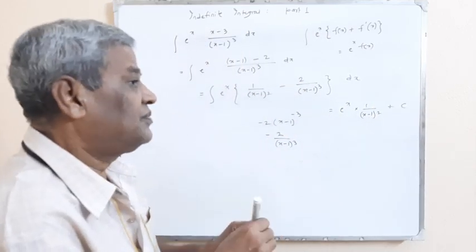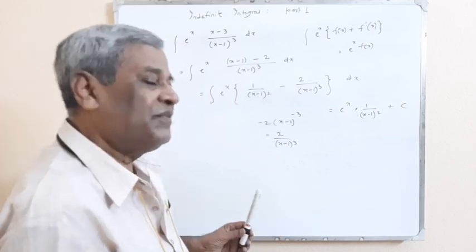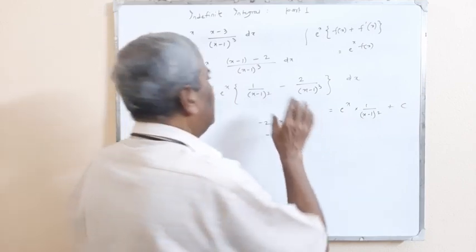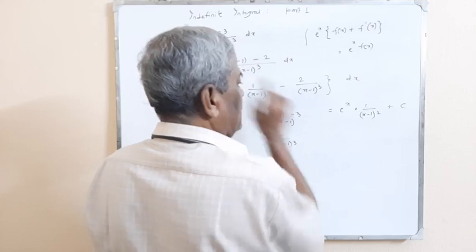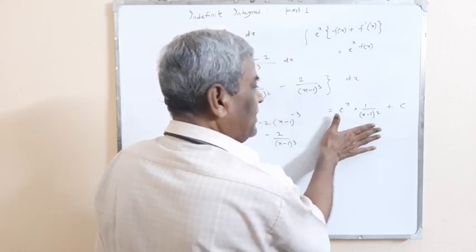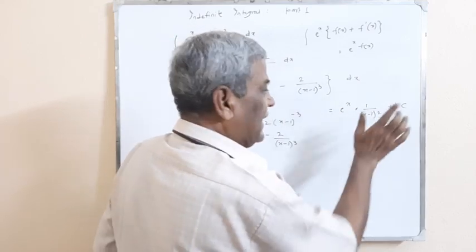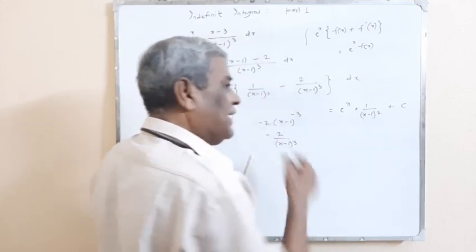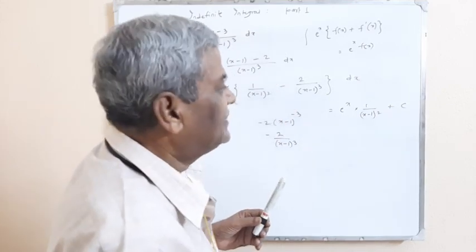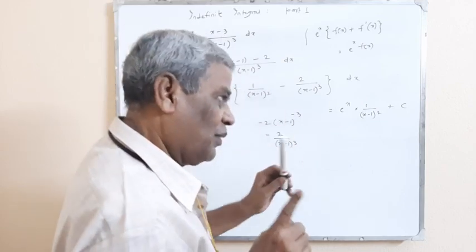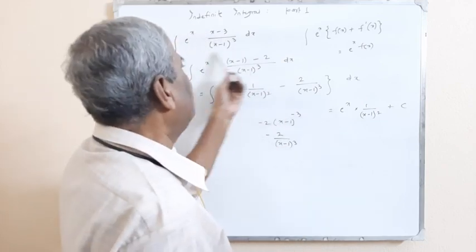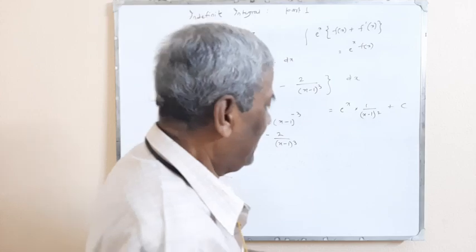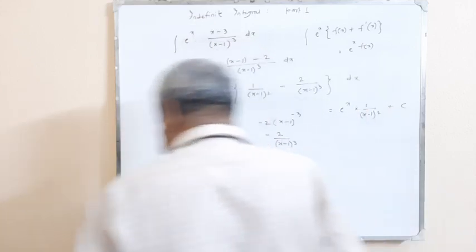Now you can verify your result. Integration of this, we claim, is equal to that, so its derivative must be that. You differentiate and obviously you will get this as your answer. Okay, next.